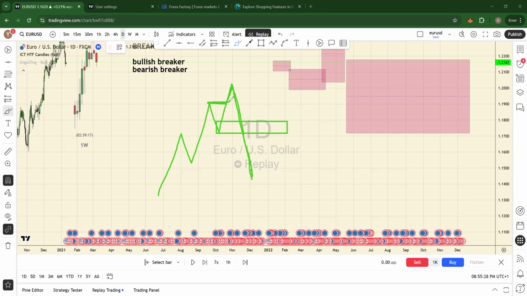Now, this break of structure above here is not just a normal break of structure. This one was to clear the liquidity that was above this high. All right, that's why we call it a liquidity grab, because it has shown its intentions to us that it was not breaking structure to continue up. It was taking that high, grabbing the liquidity, to continue lower.